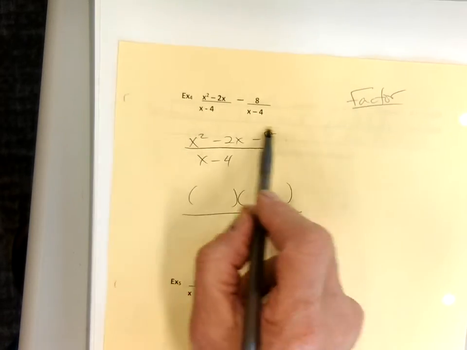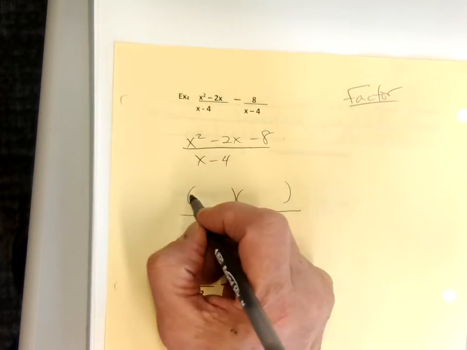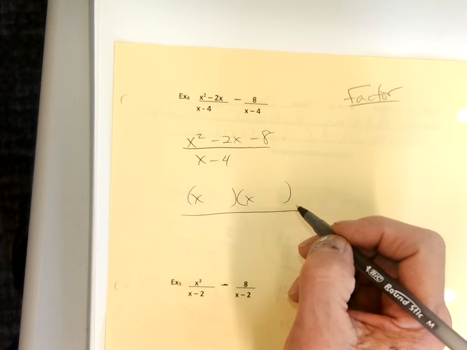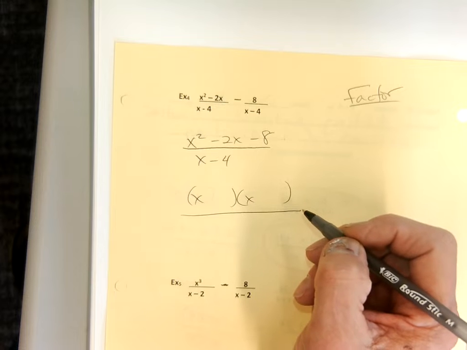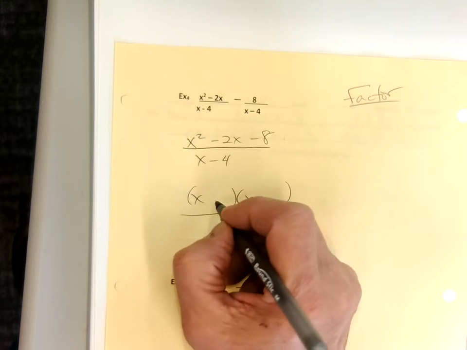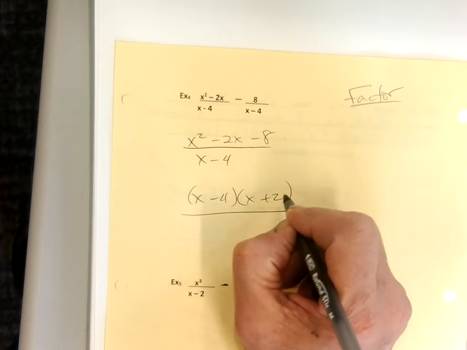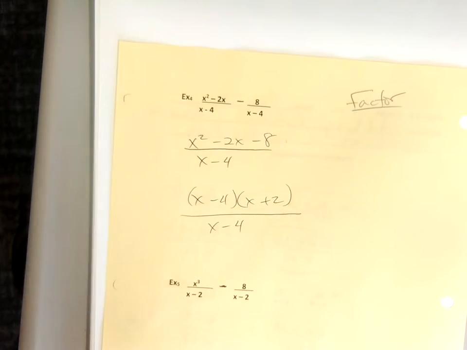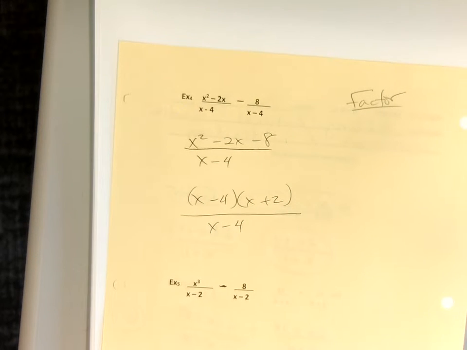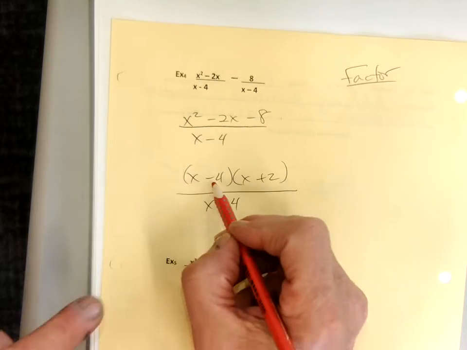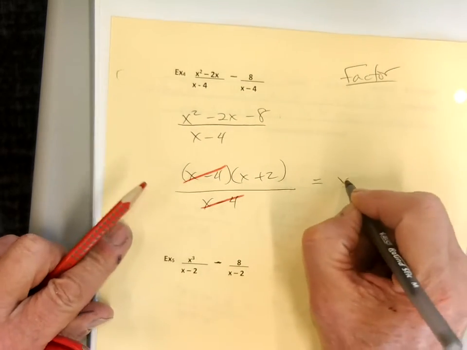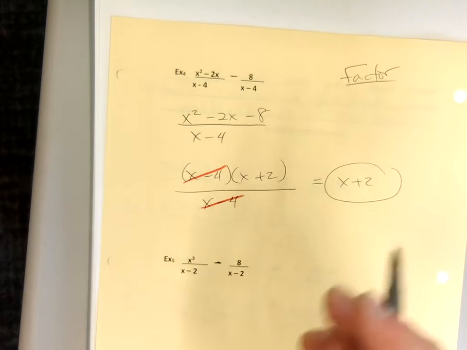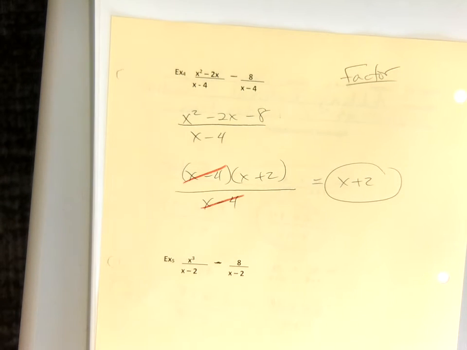What does this factor into? 4 and 2. Negative 4, positive 2. Good job, Jacob. And now, did that help? Yes. What can I do now? You can cross them out. And my answer is what's left over, which is just x plus 2. Give me a thumbs up if that made sense to you.